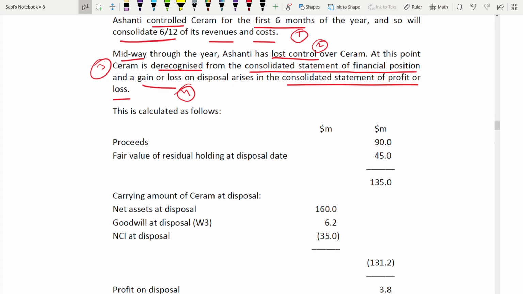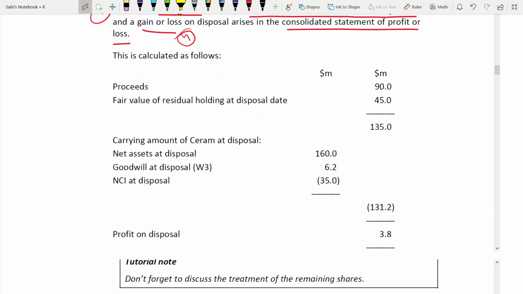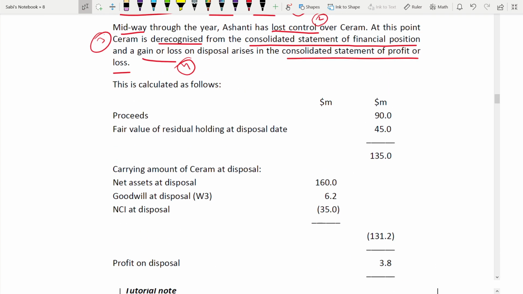Okay, how do you do that? So this is the pro forma that you have to learn. Don't forget to discuss the treatment of the remaining shares. Okay, so this is the pro forma. This is the pro forma that you have to know.